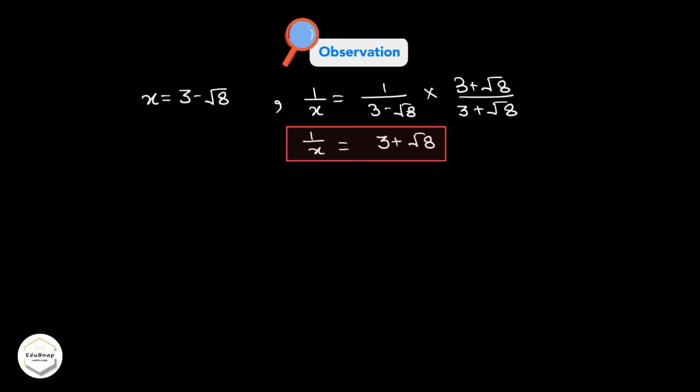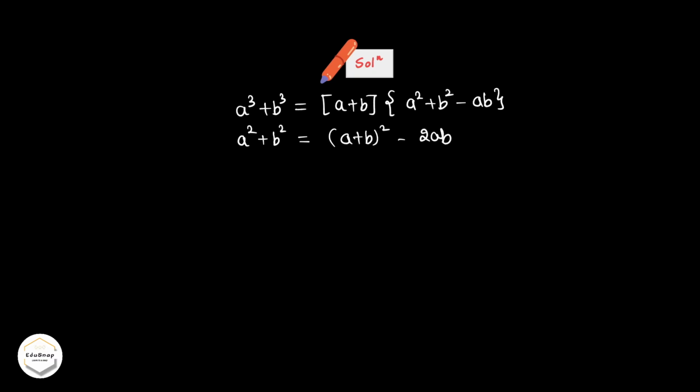Now let's begin the solution part here. First of all, we have to recall some of the identities. The first identity is a cube plus b cube. Next, you have to recall a square plus b square. Okay, now what I will do here is substitute this value from here.